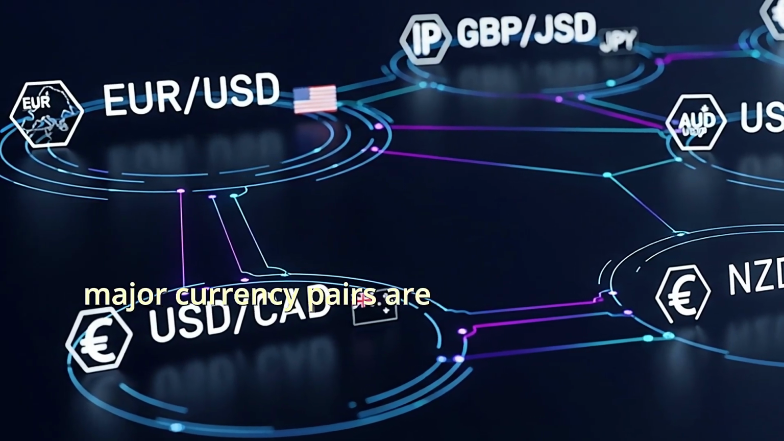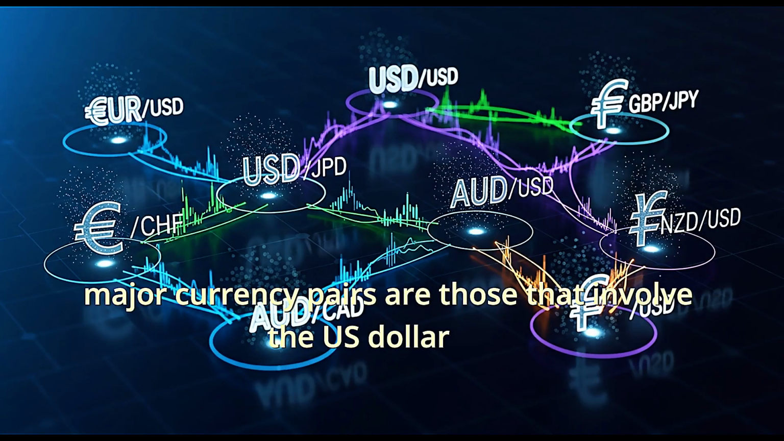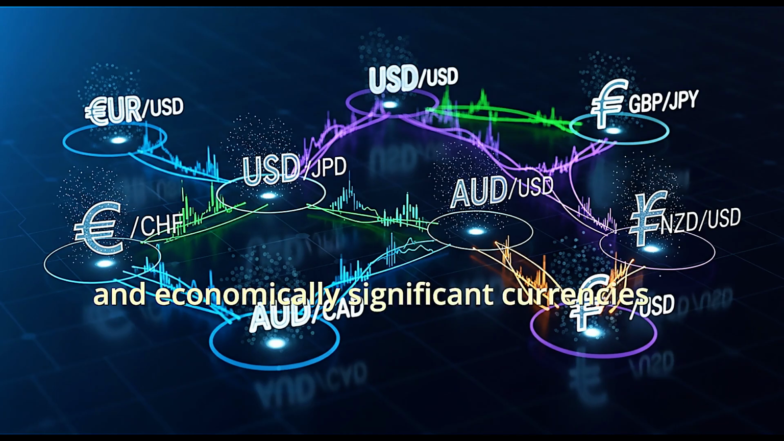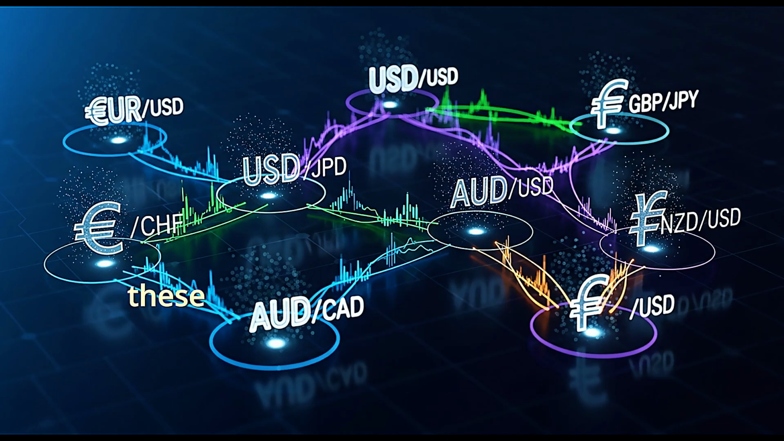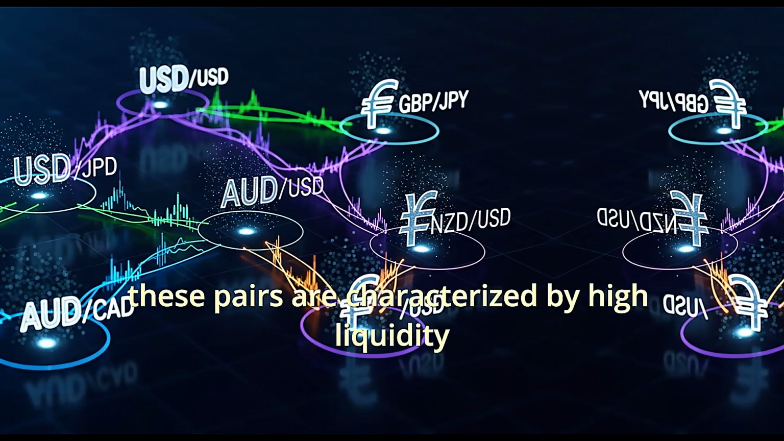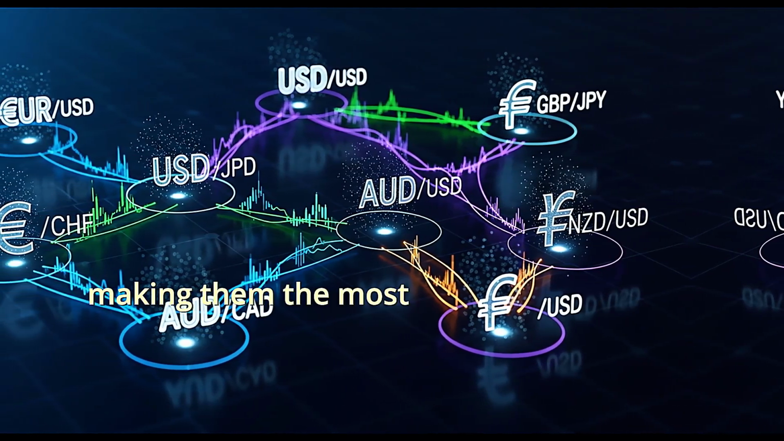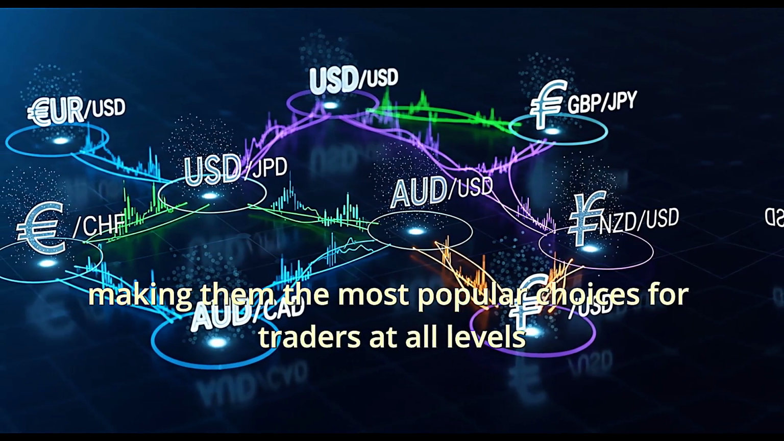Major currency pairs are those that involve the US dollar, USD, paired with the most widely traded and economically significant currencies in the world. These pairs are characterized by high liquidity, tight spreads, and significant trading volume, making them the most popular choices for traders at all levels.